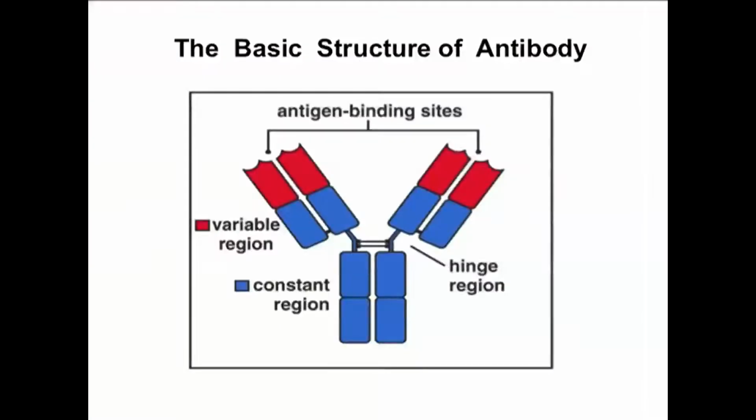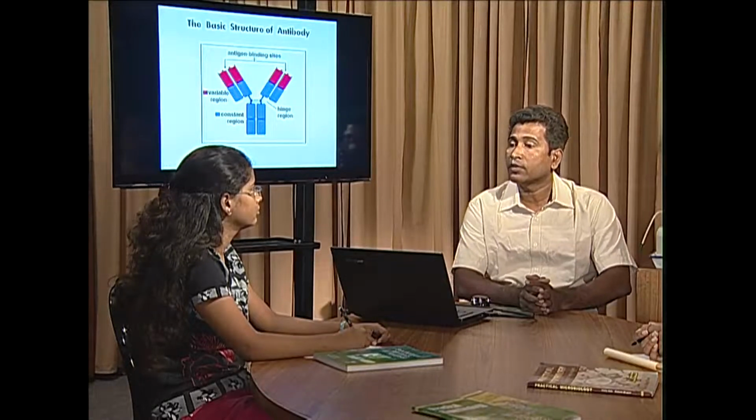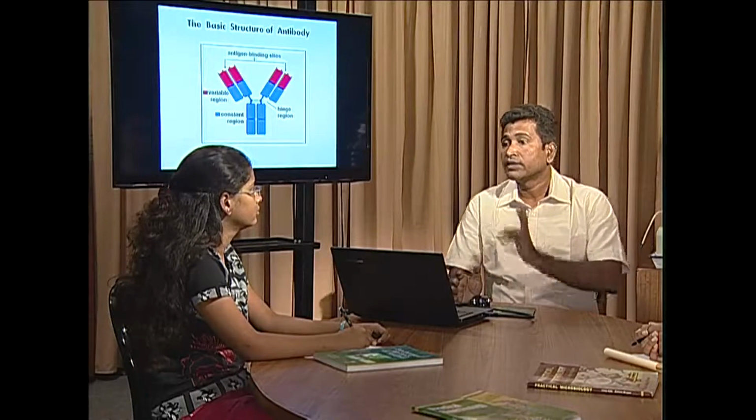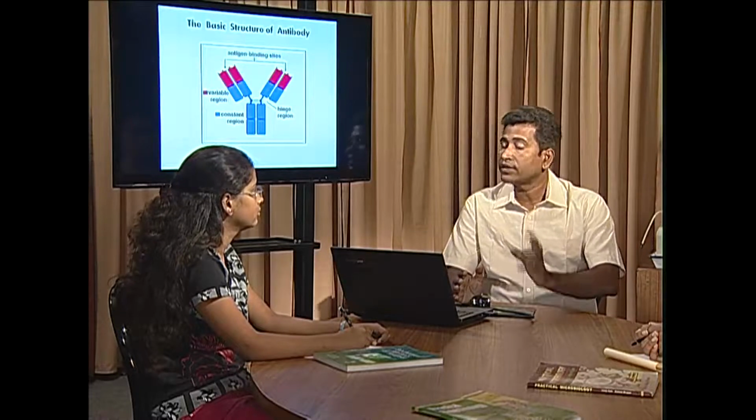This slide shows the basic structure of the antibody molecules. Antibody molecules are made up of 4 chains, 2 heavy chains and 2 light chains. These heavy and light chains are joined together by disulfide linkages. Globally, the structure of the antibody molecules is more or less the same, but they have minute differences in their variable region. And the region that is overall the same in many different antibodies is called the constant region.